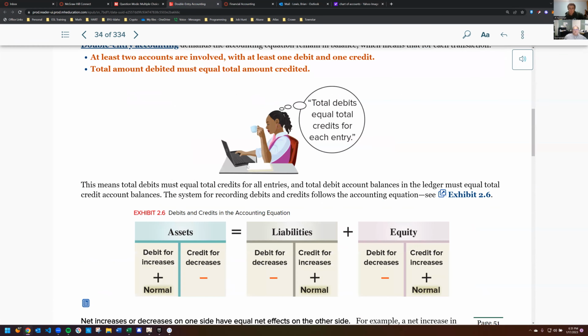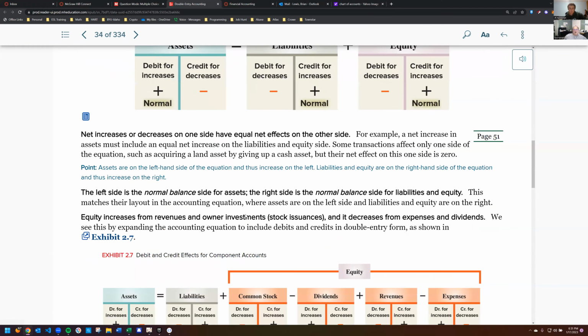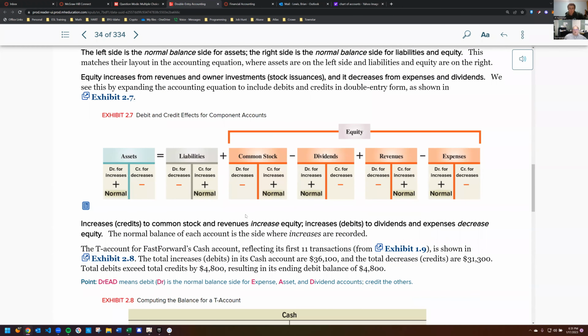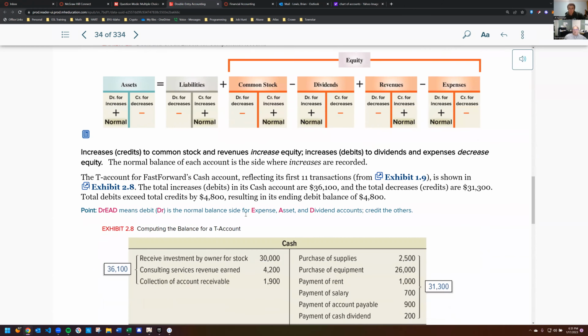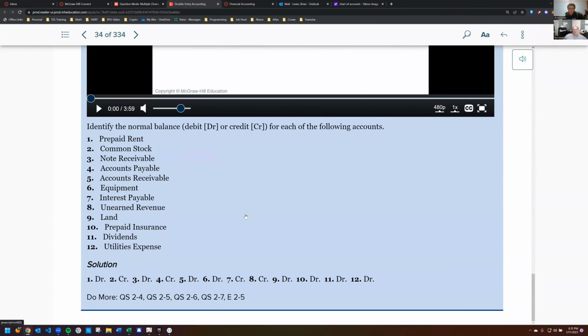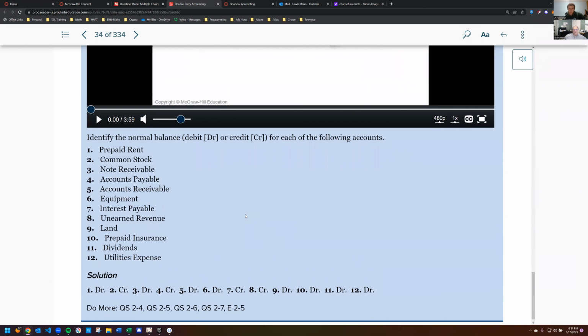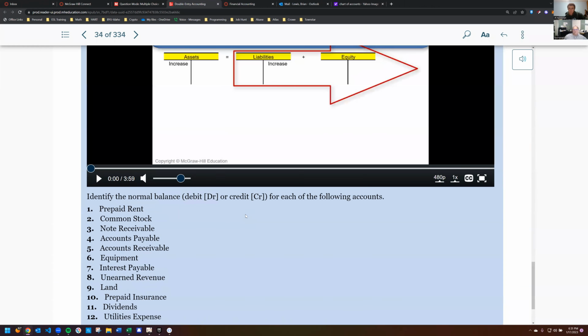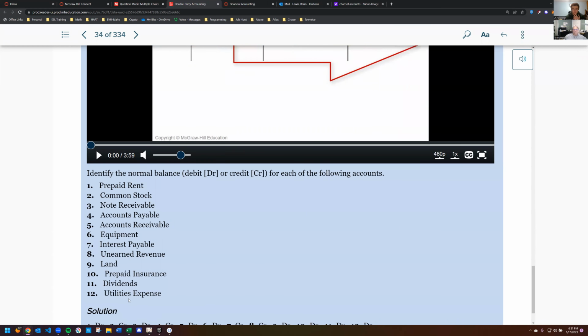Debits, credits, we just went through these T accounts. We've got the double-sided entries to make everything match up. Okay, let's see. Yeah, they're going to be testing normal balances quite a bit. You have to figure out whether the account is an asset, liability, equity, revenue, or expense, and then you determine whether it's a debit or a credit normal balance.